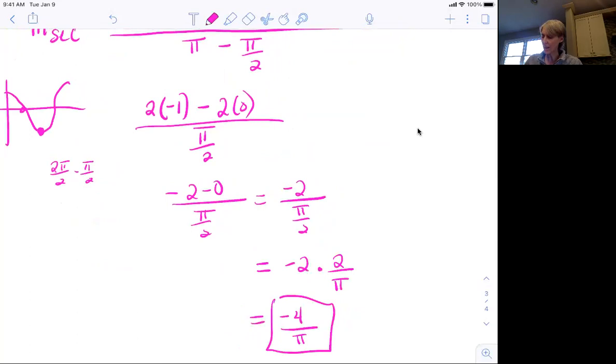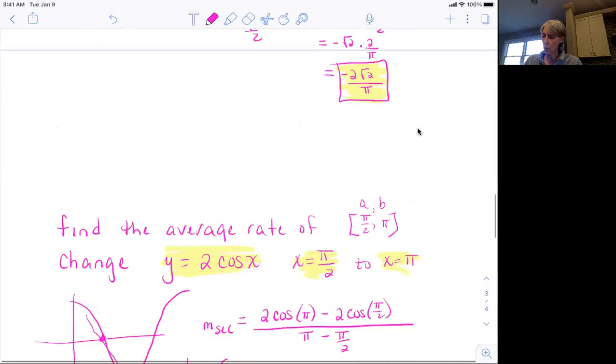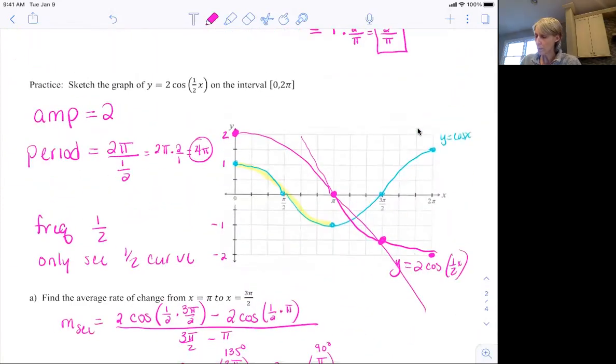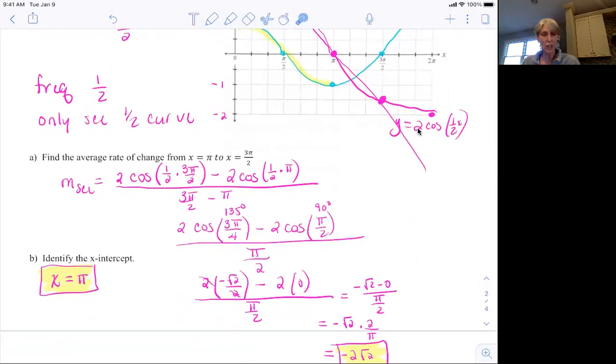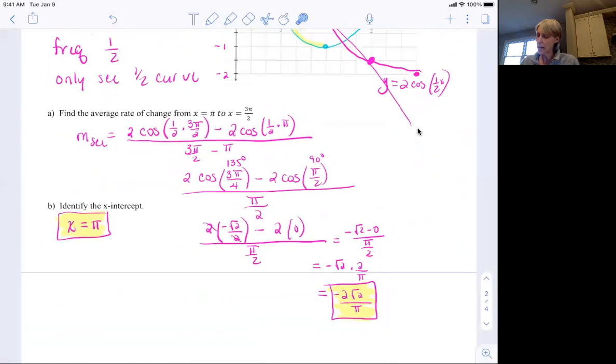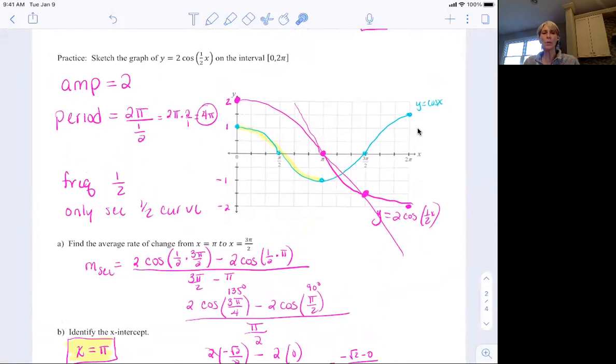So just working through the math and evaluating the function that you need to is really what I want you to try to practice here. So I have one more practice problem on this page. Sketch the graph of y equals 2 times the cosine of 1/2 x on the given interval 0 to 2 pi. Then after you sketch that, I'd like you to find the average rate of change and then identify the x-intercept. I have this work all worked out here because at this point, you should be able to work through this problem on your own and check yourself with my work as you go through it.